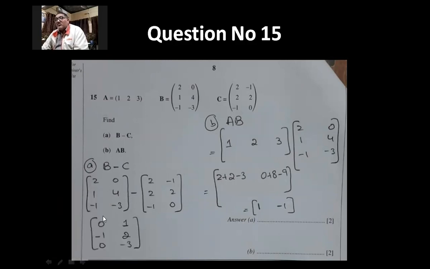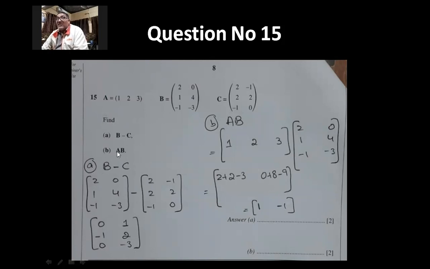2 minus 2, it will be 0, 0 minus minus 1, it will be plus 1, 1 minus 2, it will be minus 1, 4 minus 2, it will be 2, minus 1 minus minus 1, it will be 0, minus 3 minus 0, it will be minus 3. So this is how you will do the A part.